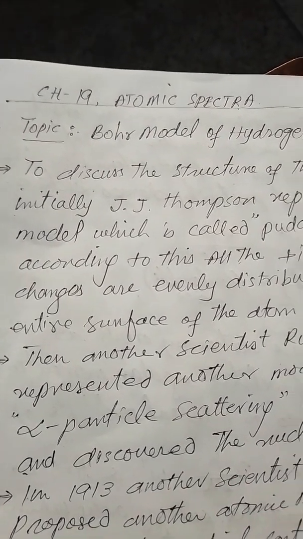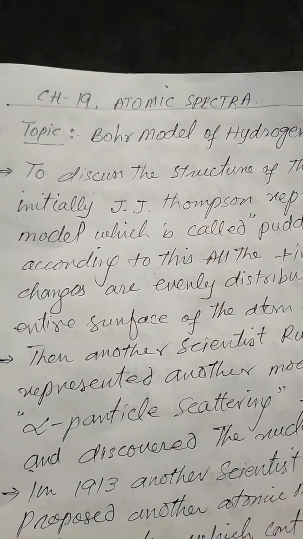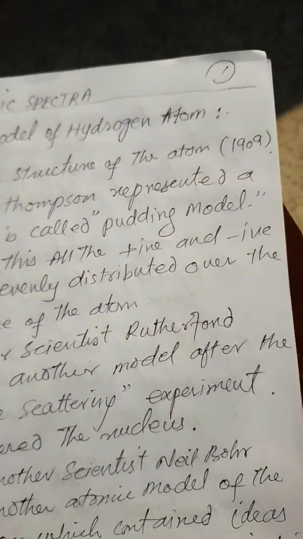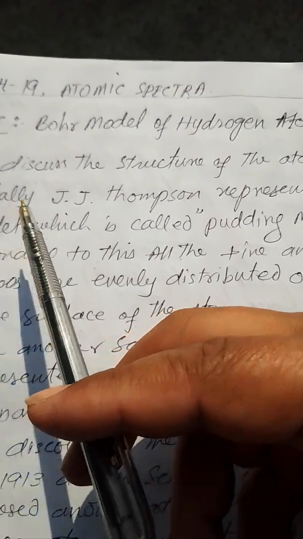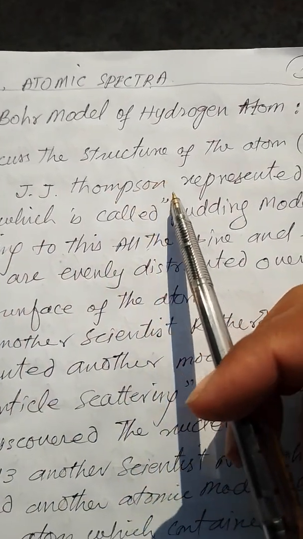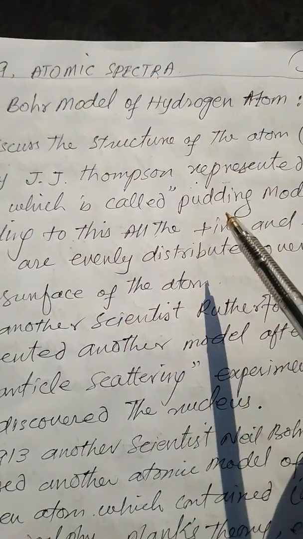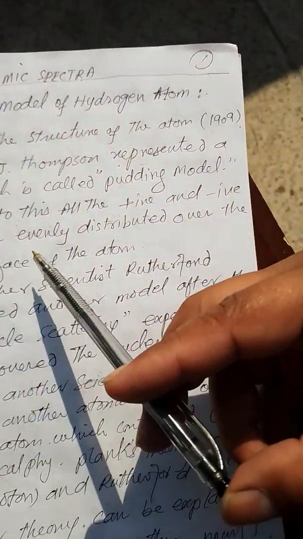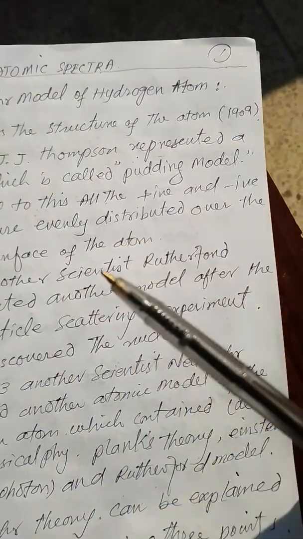The first topic is the Bohr model of hydrogen atom. To discuss the structure of the atom, in 1909, initially J.J. Thomson represented a model which is called the pudding model. According to this, all the positive and negative charges are evenly distributed over the entire surface of the atom.